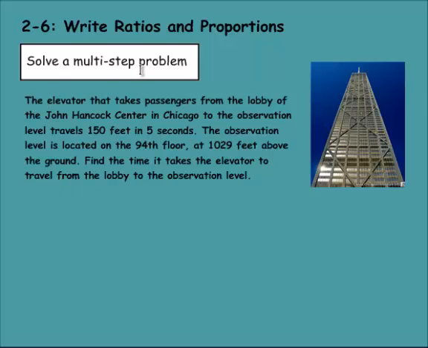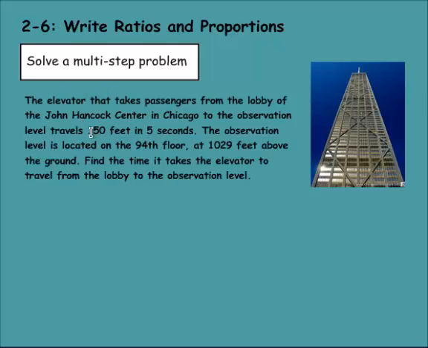So here we're going to solve a multi-step word problem with ratios. The elevator that takes passengers from the lobby of the John Hancock Center in Chicago to the observation level at the top travels 150 feet in 5 seconds. That's pretty fast. The observation level is located on the 94th floor at 1,029 feet above the ground. Find the time it takes the elevator to travel from the lobby to the observation level.